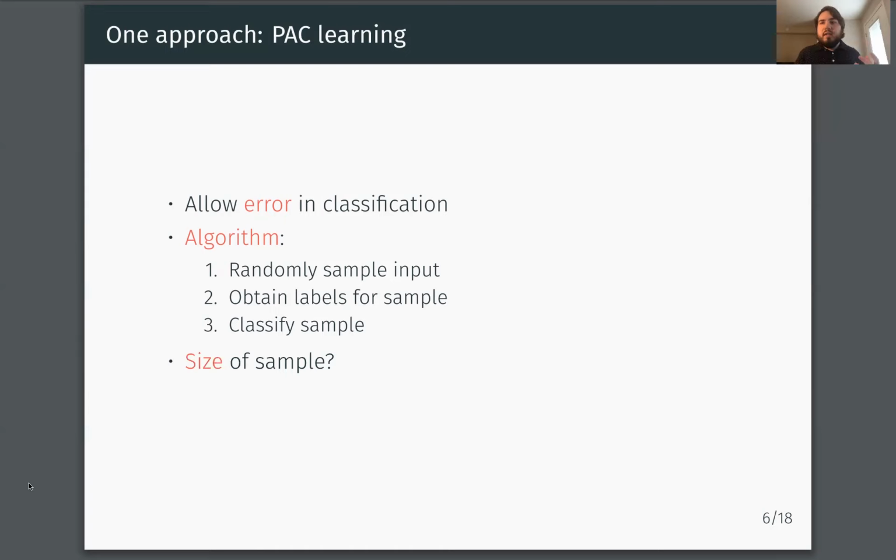So PAC learning then studies the problem of simply the sample size, right? If you take obviously a very large sample, you would expect that the classifier is going to be much better as opposed to when you took a small sample.